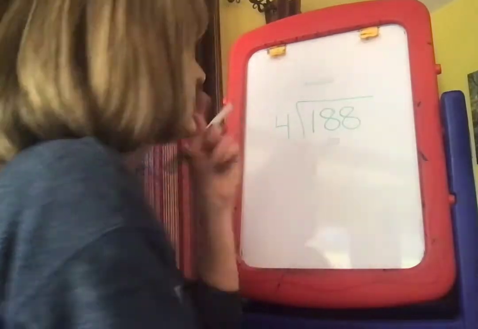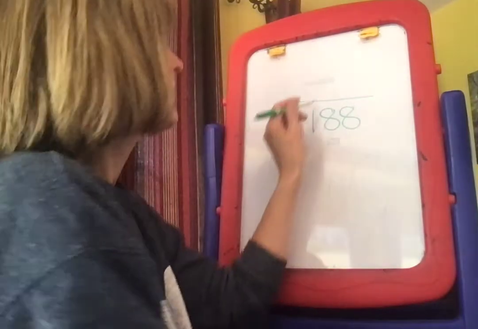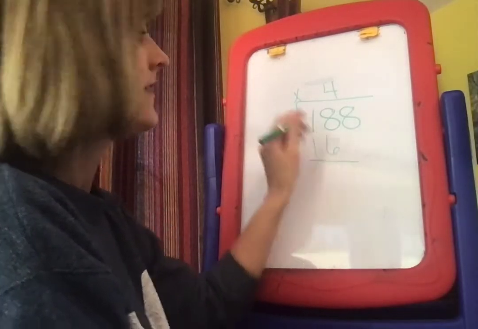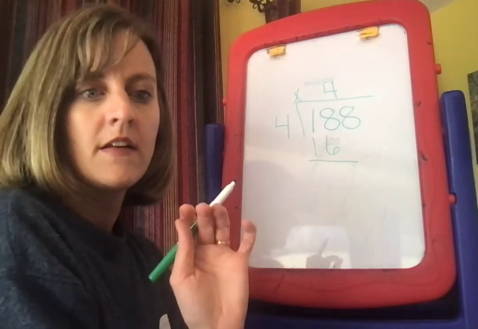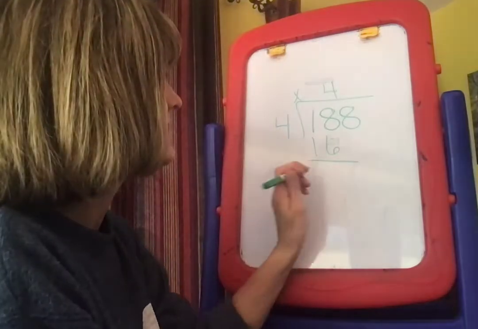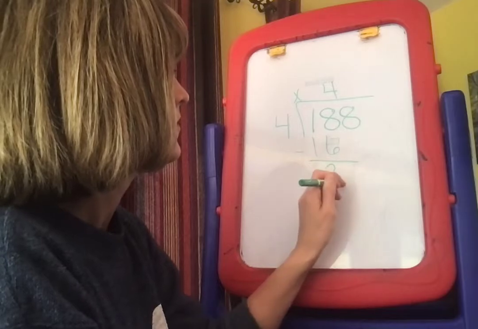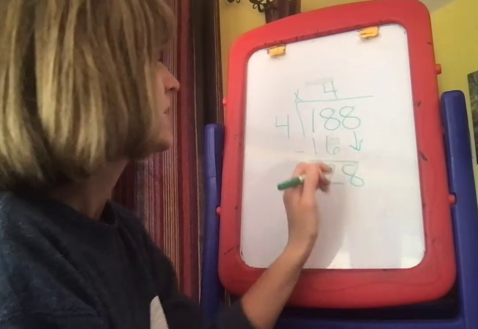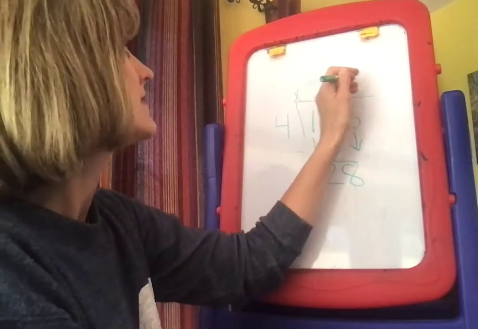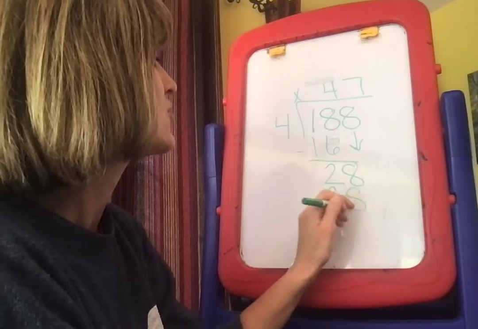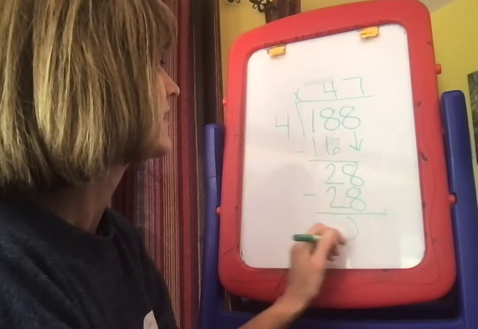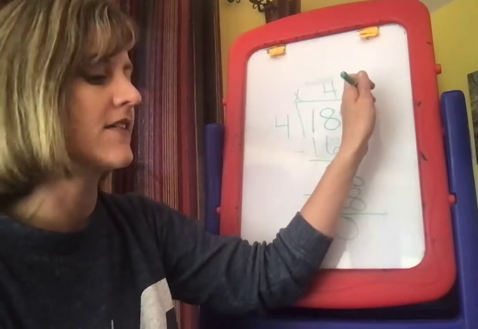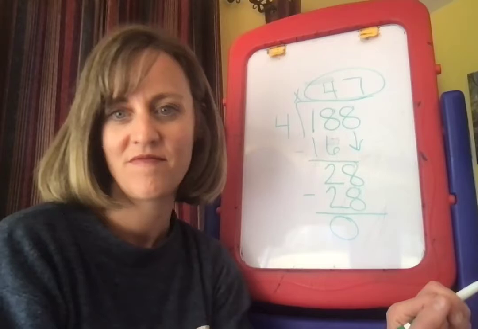Okay? 18 divided by 4? 4 times 4 is 16. 18 minus 16, 2. Bring down the 8. 28 divided by 4 is 7. 7 times 4 is 28. Okay? Any questions there? So we circle the answer. The average is 47. Okay?